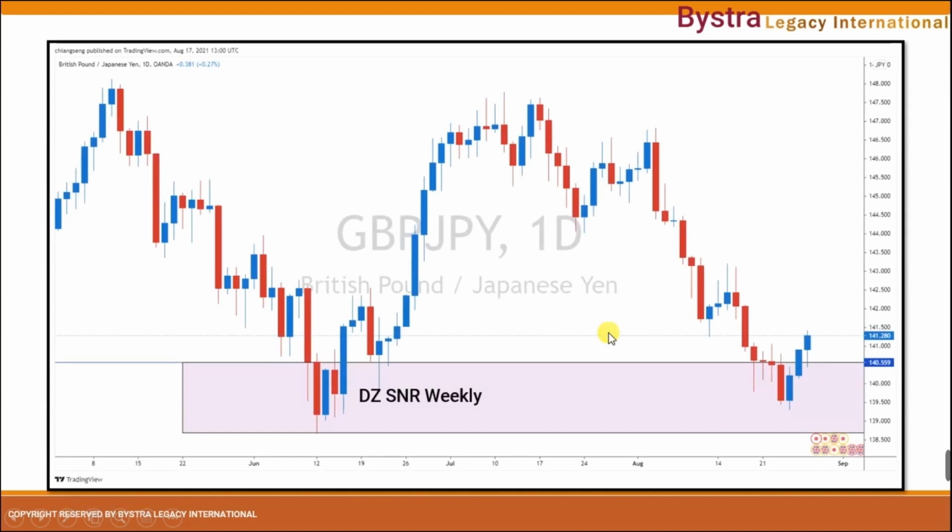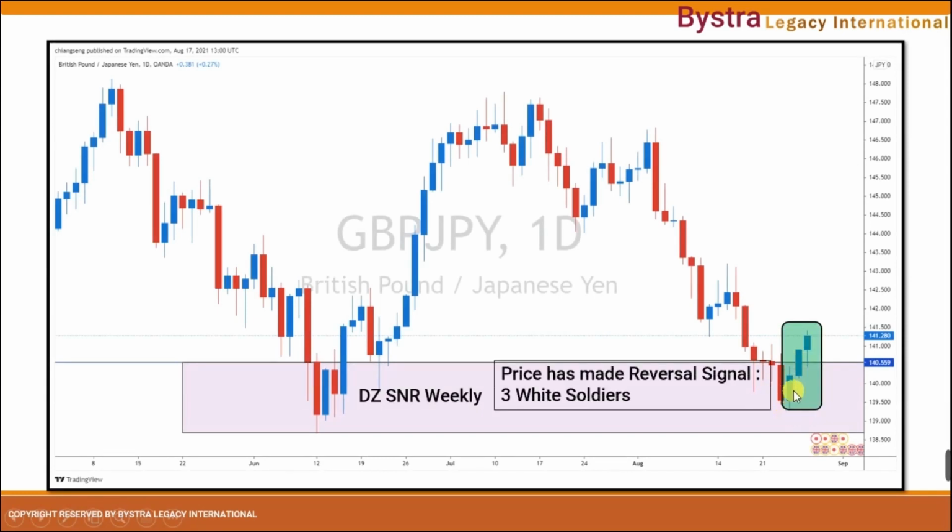So we wait. Once the daily time frame shows that there is a rejection, or what we call the candlestick reversal signal, price made three white soldiers, and at the same time it closed outside of this zone. Remember the CRS that we learned, the class on confirmation of rejection. Yes, we learned about that, okay? So you guys have a look on Google to get more detail on the CRS.